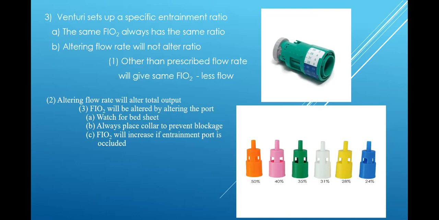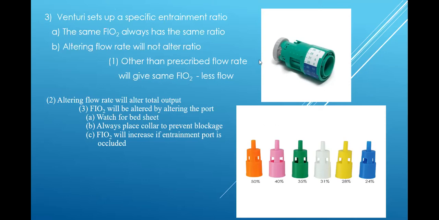It does have something to do with the total flow, but it's got nothing to do with my air entrainment ratio, okay? 40% will always be 3 to 1, 60% will always be 1 to 1, whether it's on 10,000 liters or a macro needle, all right? Doesn't matter. Now, all right, so here we go. Altering the flow rate will alter the total output. We know that. If I turn the liter flow up or down, that's going to alter my total flow, but it has nothing to do with my air entrainment ratio.